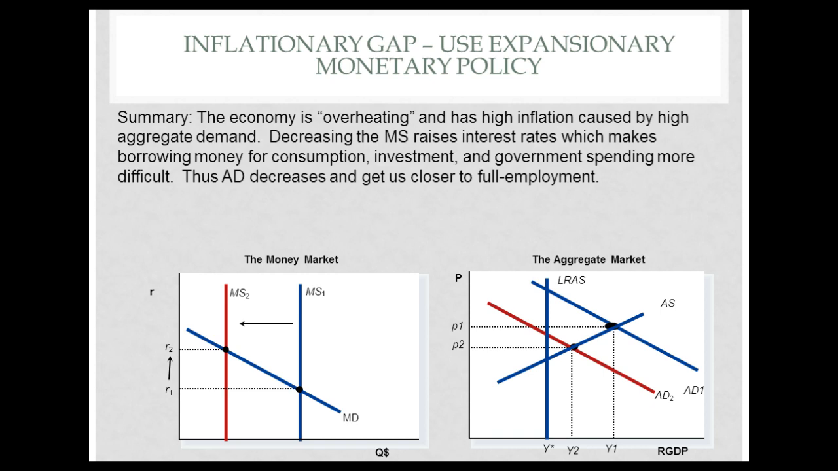Again, let's summarize it. In this case, the economy is overheating and has high inflation caused by the high aggregate demand. Decreasing the money supply raises interest rates, which makes borrowing money for consumption, investment, and government spending more difficult. Thus, aggregate demand decreases and gets us closer to full employment. This is how the Fed works. Now, our last situation, stagflation, the Fed has less ability to control. So we're going to stick for right now with monetary policy, just dealing with how it fixes recessions and inflationary gaps by controlling aggregate demand.